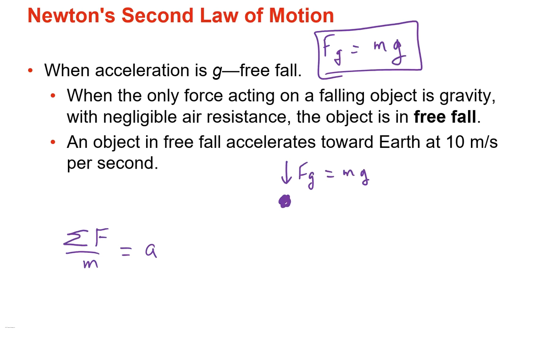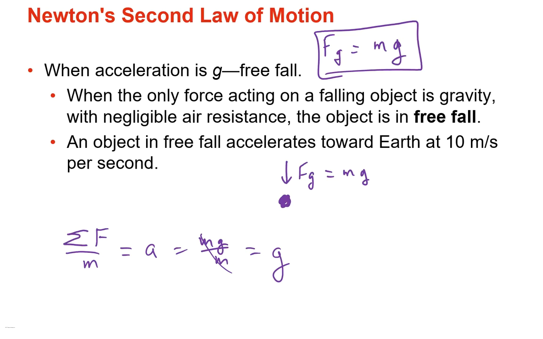So the sum of the forces, the only force in my picture, is mg. So that's going to be mg divided by m. And voila, those m's cancel, and we have the acceleration is g when it's in free fall. It's a very simple calculation to show why in free fall the acceleration is g, assuming that we are accepting that the force of gravity is mg.